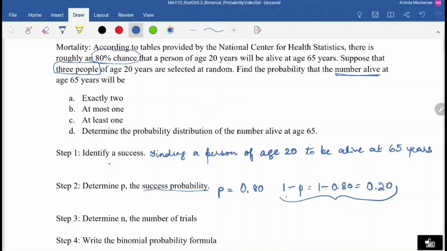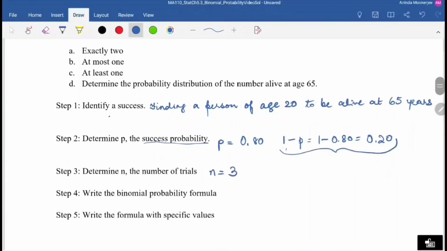There will be some parts which are camouflaged. So over here, 3 is not standing out because it's written as a word. They're going to draw 3 people at random to see whether they are alive until age 65 or not. So here the number of trials, N, is going to be equal to 3. Step 4, write the binomial probability formula.